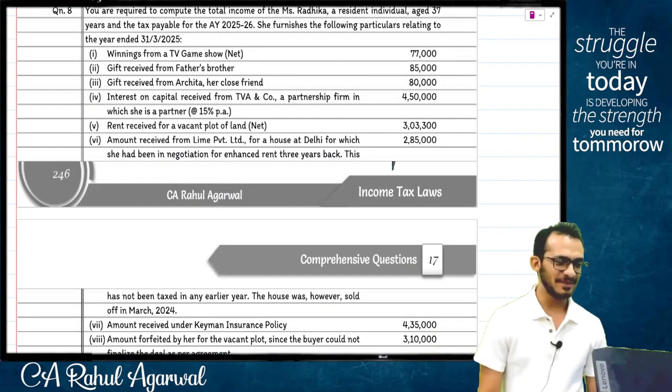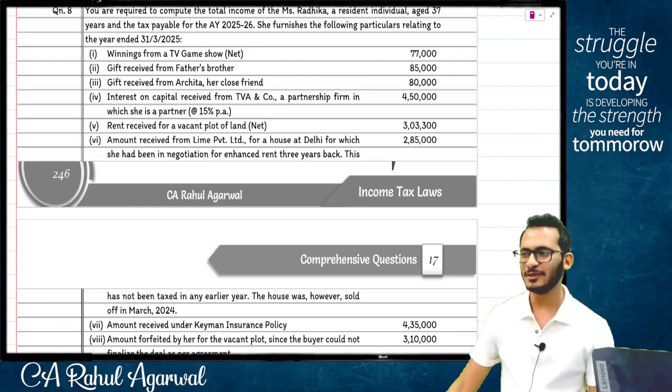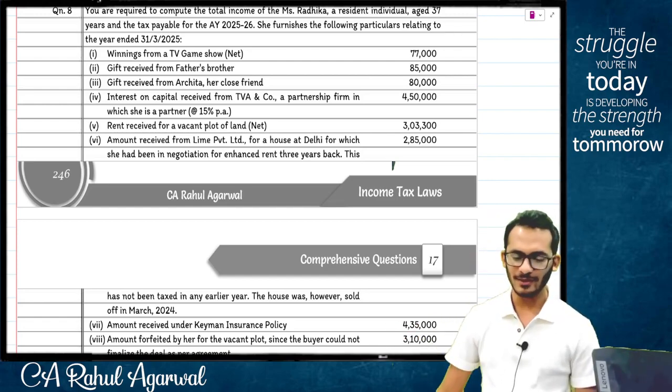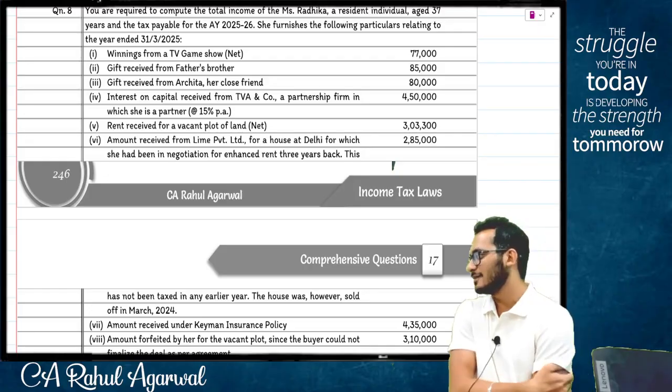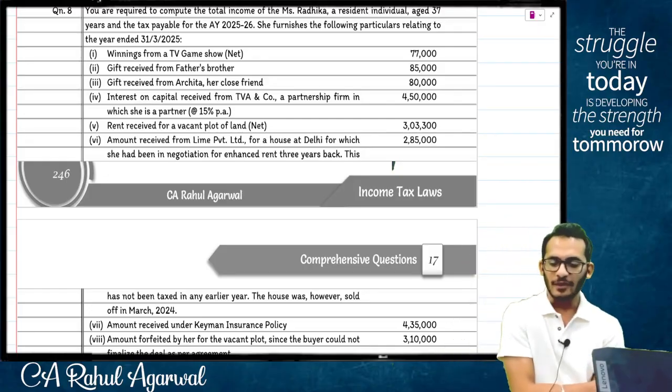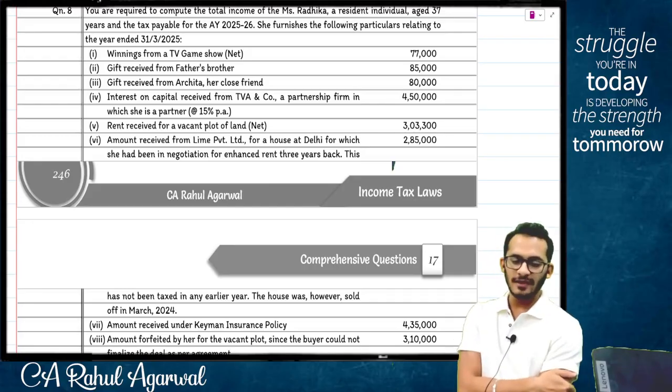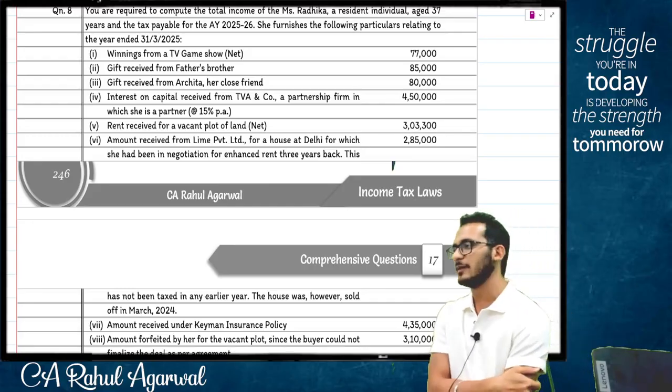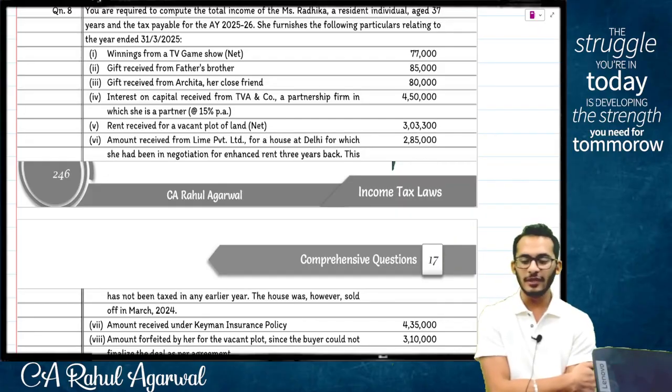Question number 8. Easy questions, people. Look at this question. I am only giving it for 2 adjustments, so we are focusing on those adjustments. Let's see if you're able to answer those adjustments. It says you're required to compute the total income of Radhika, resident individual, 37 years, and the tax payable of Radhika as well. Data is given to you as follows.